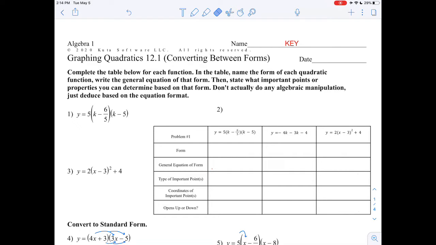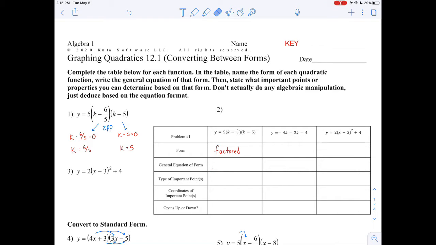So for number 1, we see that this has 5 parentheses k minus 6 over 5 close parentheses, parentheses k minus 5. Well, that is factored form. What you can get from factored form are your x-intercepts using the zero product property. So if we were using the zero product property, we would take what's in the parentheses, k minus 6 over 5, and k minus 5, and set both of those equations equal to 0 and solve for k. It's essential that you set them equal to 0 and solve for k instead of just taking the opposite of this, because sometimes your coefficient on the variable will not be 1.